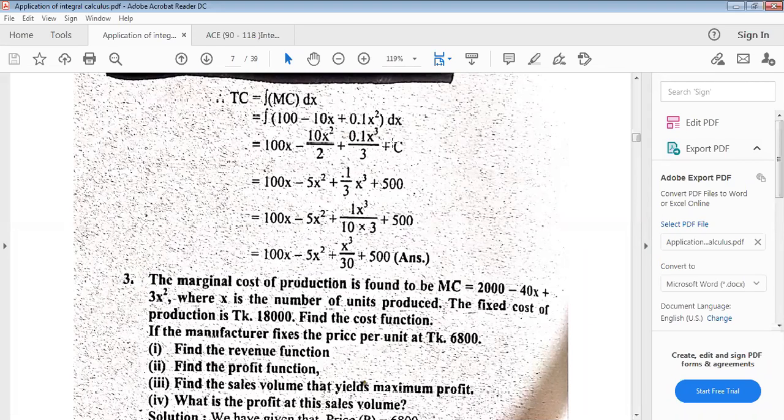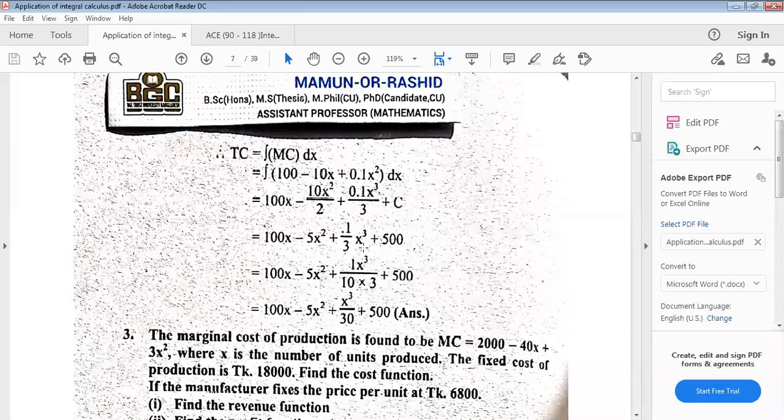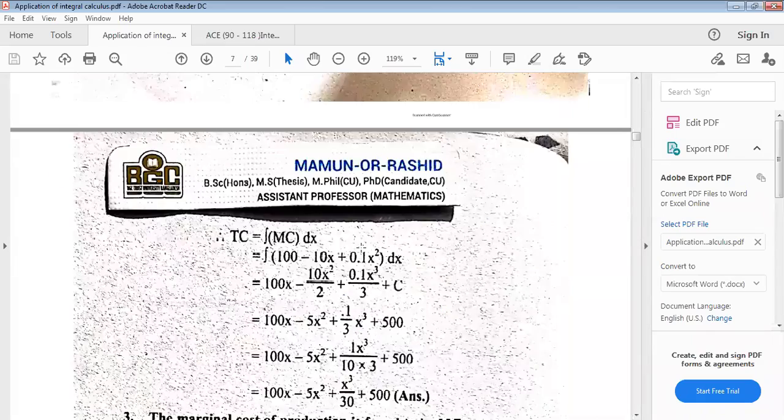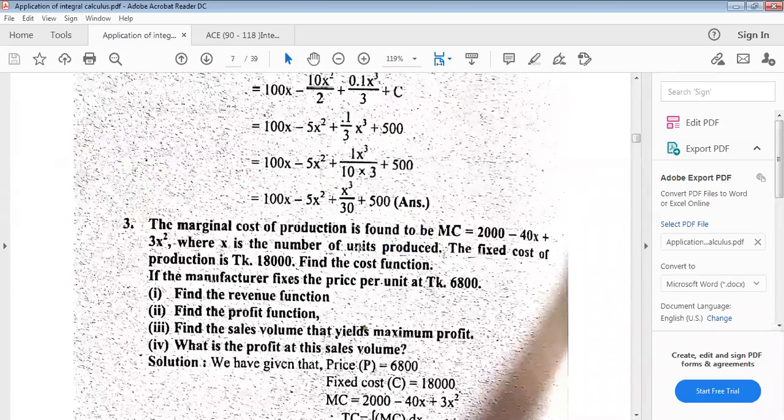Then you have to introduce another constant, k or c. Now after calculation we get 100x minus 10 divided by 2, which equals 5x squared, plus 0.1 divided by 3, x cubed by 30, plus 500. Actually this is the total cost. Understand? C equals 500. How?